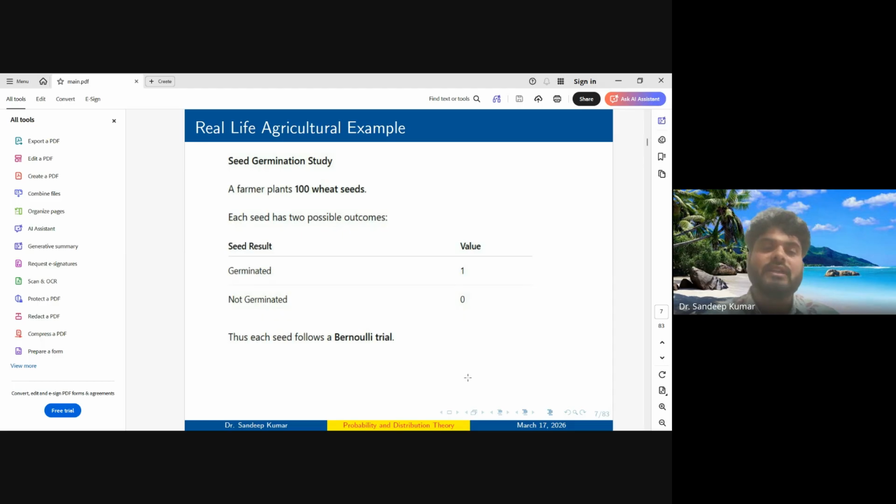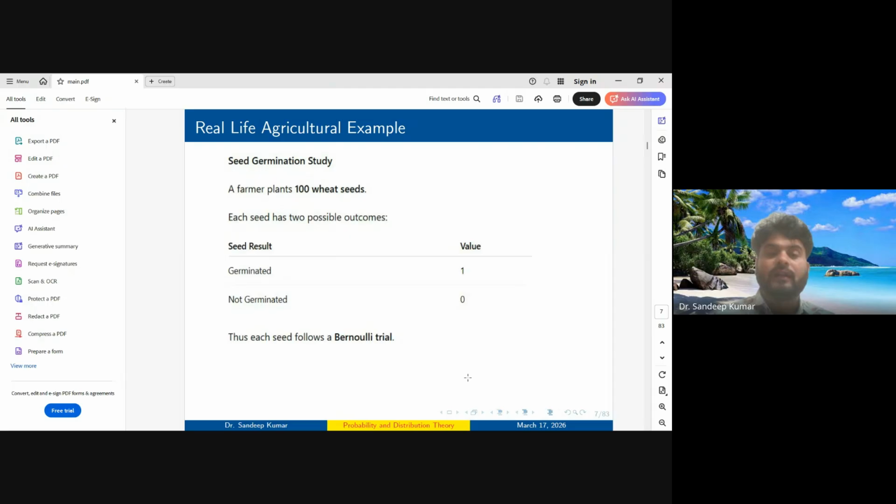Seed germination study in the agriculture sector. Suppose a farmer plants 100 wheat seeds. Each seed has two possible outcomes, germinated or not germinated. If the seed is germinated, it takes the value 1, and if the seed is not germinated, it takes the value 0. From the above information, we can say that each seed follows a Bernoulli trial. This is basically the formation of the Bernoulli distribution. So under the Bernoulli distribution, there are only two possible outcomes, 1 and 0, yes or no, failure or success.